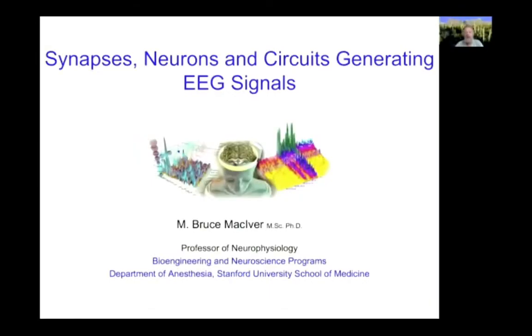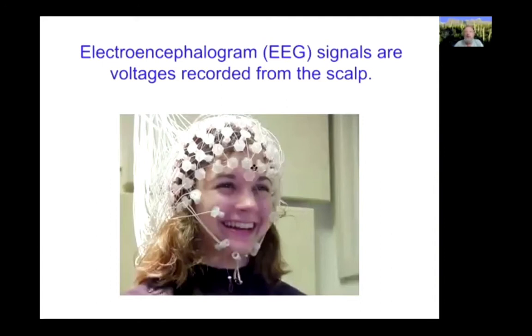So we're just going to show a video. I'm Bruce MacIver. I'm a professor of neurophysiology in the anesthesia department at Stanford. I'm going to talk to you today about how EEG signals are generated, especially regarding the anesthetic-induced rhythms that we see in people clinically. So just to let you know, we're recording EEG signals from people with surface electrodes on their scalp.